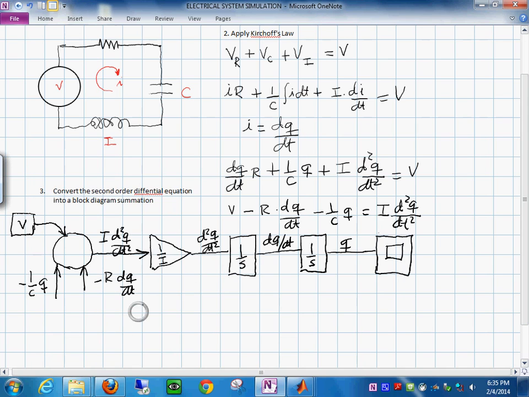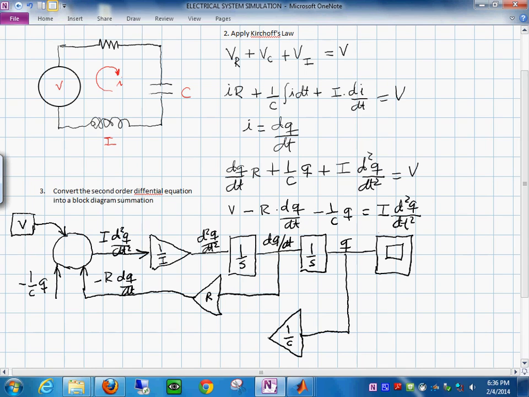So in here you see the dq dt multiplied by R, it jumps out at you because you have that in here, and I can complete the diagram here, see? No problem. And this one is multiplied by q, so if I do the same thing and I multiply by 1 over C, this is what I get.